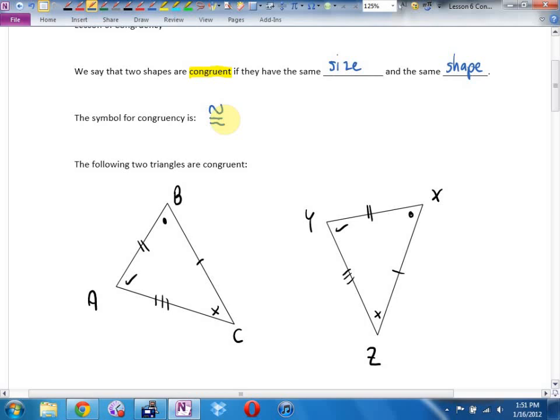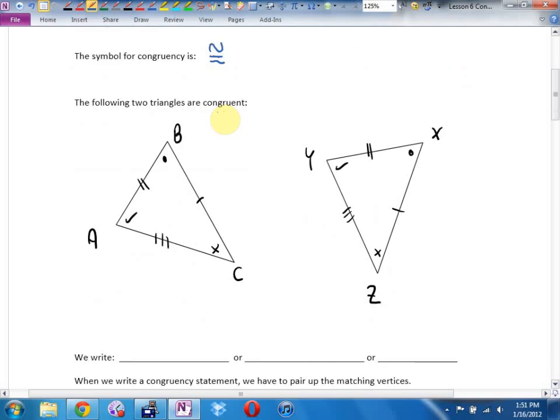The following two triangles are congruent. They have the same size and the same shape. And the reason you know they have the same size is that side matches that side. That side matches that side. And that side matches that side. Same size. And you also know they have the same shape because that angle matches that angle, that angle matches that angle, and that angle matches that angle.